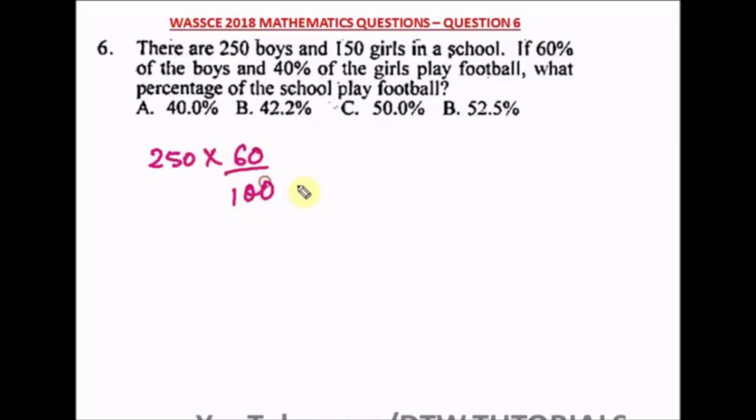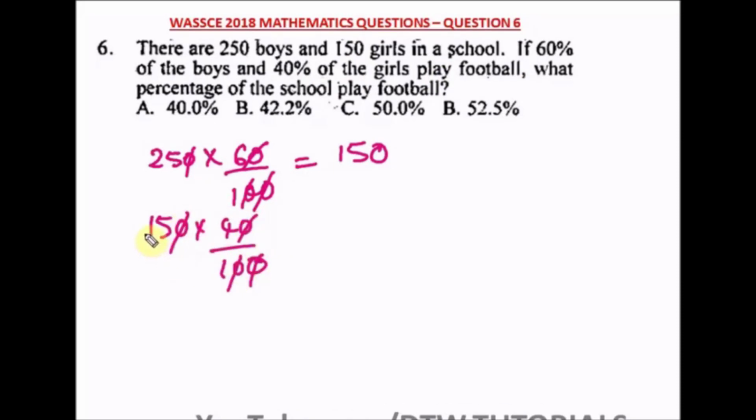60 over what? 100. Okay, this will cancel, this will cancel, this will cancel, this 0. 25 times 6 will give us what? 150. Okay, so this is the number of boys that played. Now 40% of the girls played, so 40% of 150, we have 150 times 40 over 100. Okay, this 0 will cancel this 0 here. We're left with 15 times 4, which will give us what?